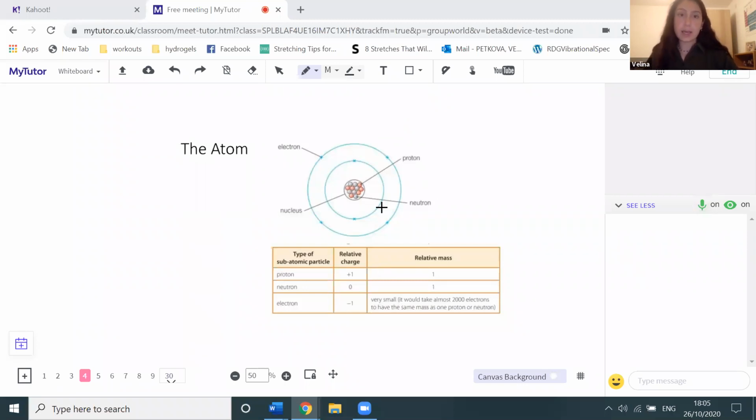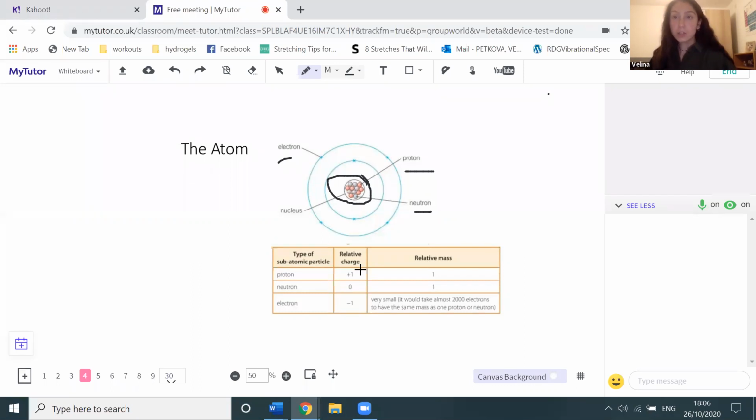Okay, so the atom is made up of protons, neutrons, and electrons, as you can see on this diagram. At the center of the atom, we have this thing called the nucleus. And within the nucleus, you can find your protons and your neutrons, okay? Around the nucleus, you can see electrons that orbit the nucleus, and they just are on the outside.